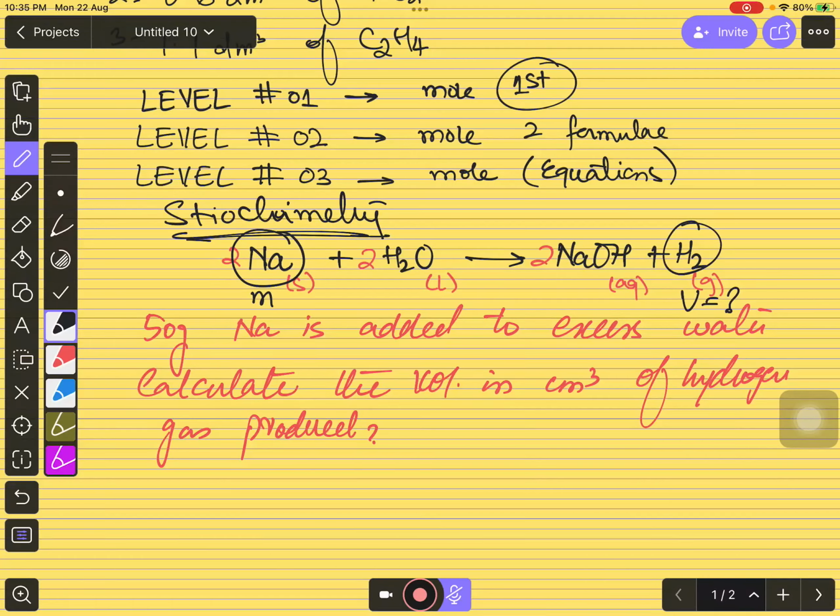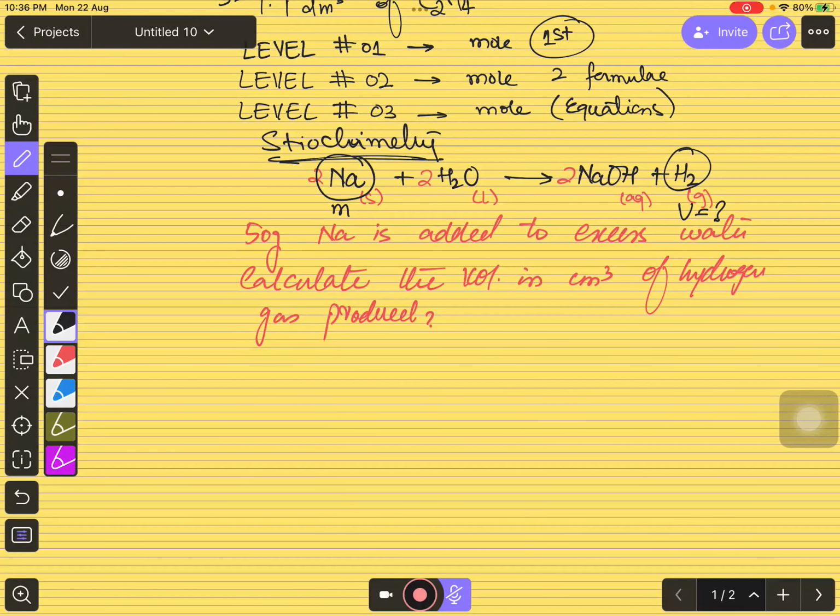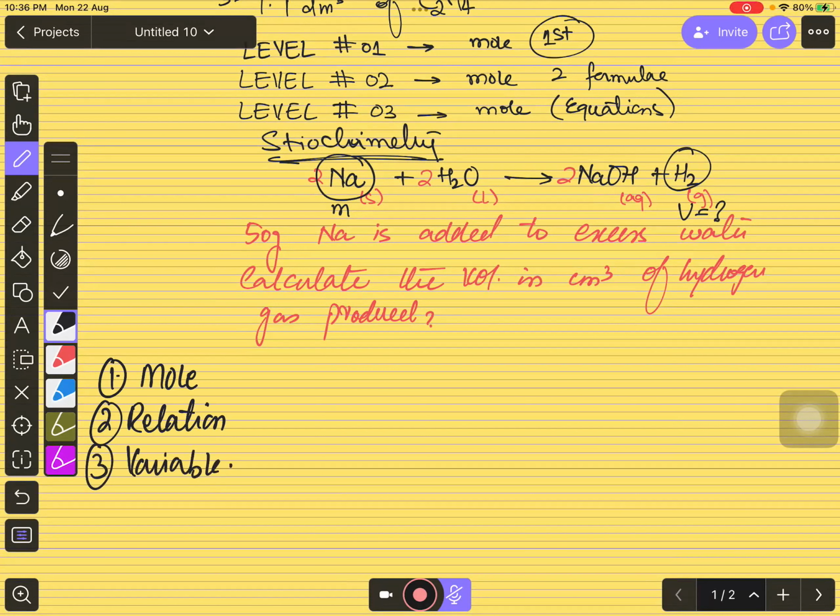Now, what we need to do, I suggest you to use 3-step formation of this. I always suggest every one of my students to solve in this way. The first is always find out the moles. The second is always find out the relation. And the third one is the variable that you want to find out. Right now, the variable is volume, so you need to find out volume over here. They can be asked for mass, they can be asked for number of particles, they can be asked for energy, they can be asked for concentration, and many things. So this is the variable, it can be changed, right?